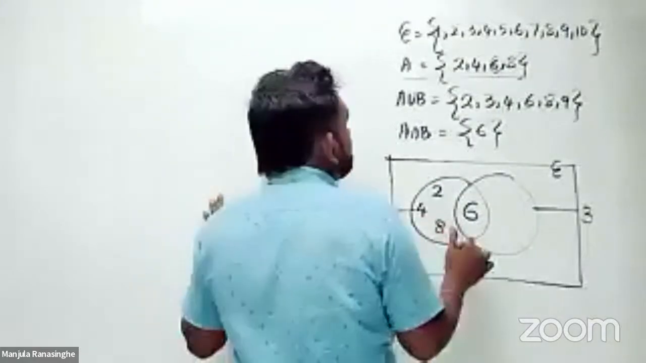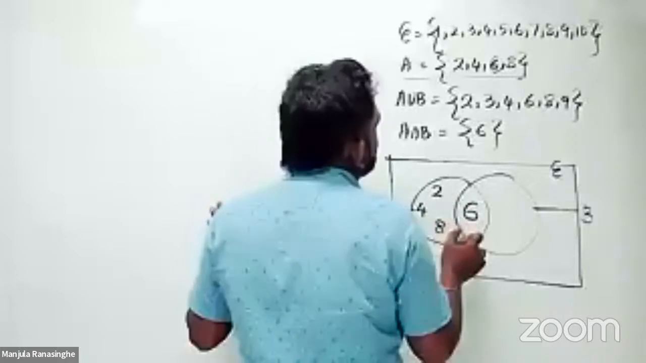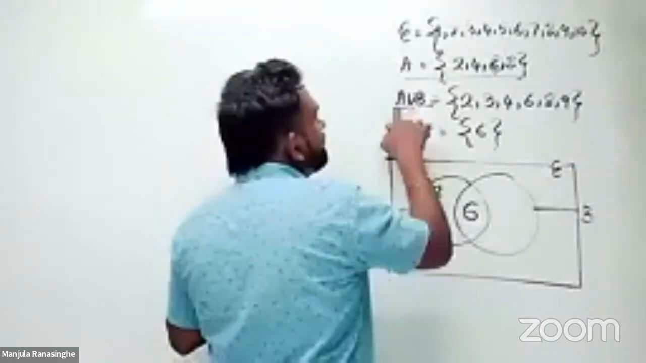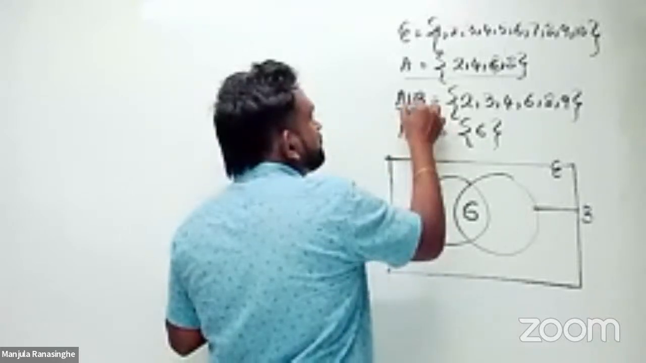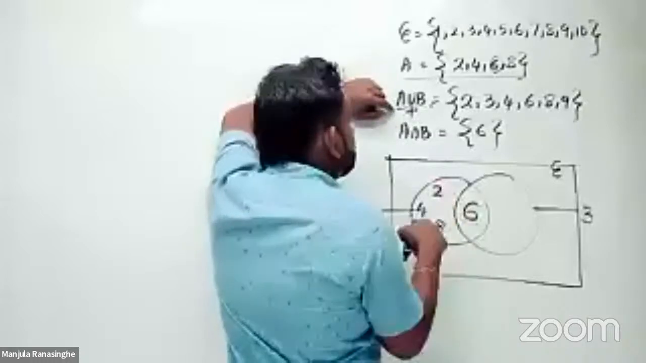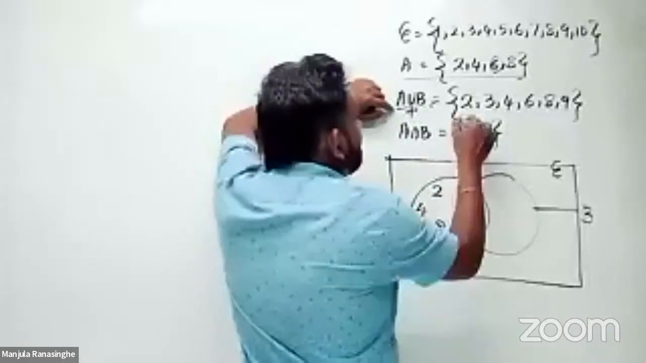Then set B. B is not given here, but A union B is given. A union B means A plus B. So here 2, 4, 6, 8 are drawn for A. Right, then what is the balance?